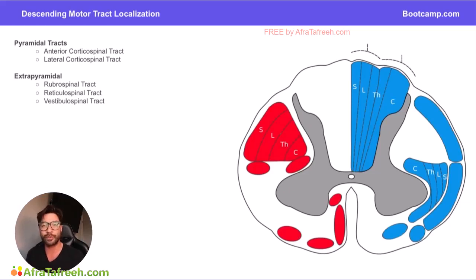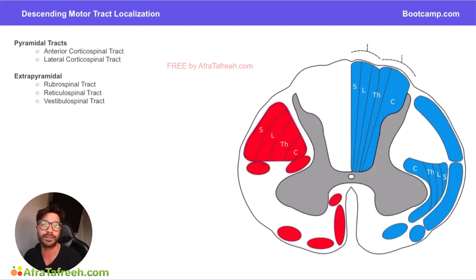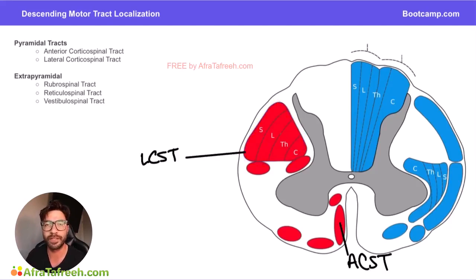So this wedge shape right here, that's going to be the lateral corticospinal tract. And our anterior corticospinal, it's going to be the most anterior and the most medial. So it's going to be this structure right here. Again, anterior, and then this is the lateral corticospinal tract found right there. Now let's talk about some of the extrapyramidal tracts. We have our rubrospinal, our reticulospinal, and the reticulospinal is going to be divided into a medial and lateral. And then we have our vestibulospinal tract.